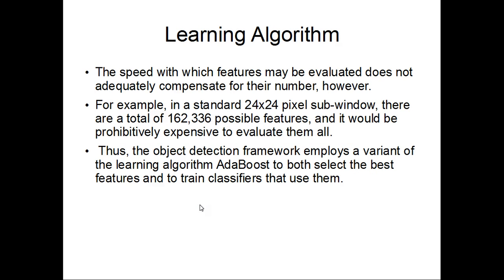The next process is the learning algorithm. The speed with which each feature may be evaluated does not adequately compensate for the numbers, because they are huge. For example, in a standard 24 by 24 pixel subwindow, we have a total of 162,000 possible features, and it is impossibly expensive to evaluate them all. Thus, the object detection framework employs a variant of the learning algorithm called AdaBoost, which selects the best features and trains classifiers that use them.